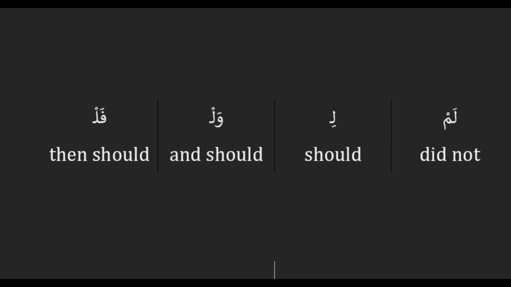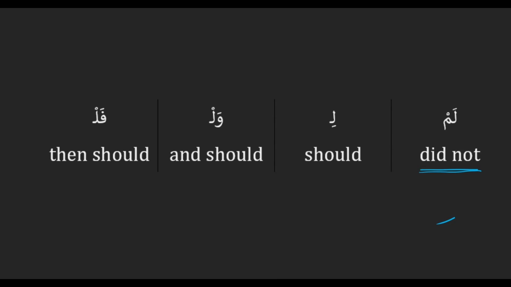So you're going to have to memorize these words. These are our shaving words. The first one is lem, which translates as did not. Lem will come before a present tense, but it will still translate as did not. It kind of knocks it to the past. So it comes before a present tense, but still translates as past.